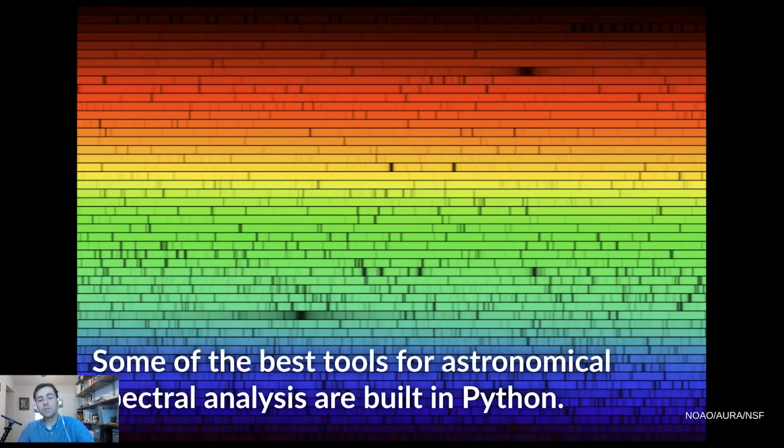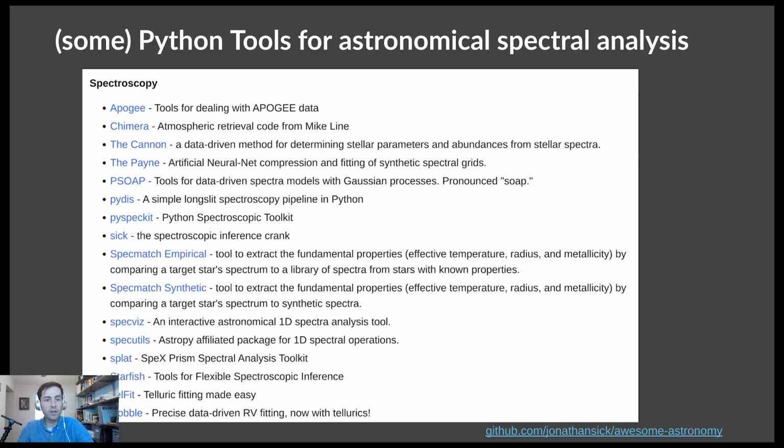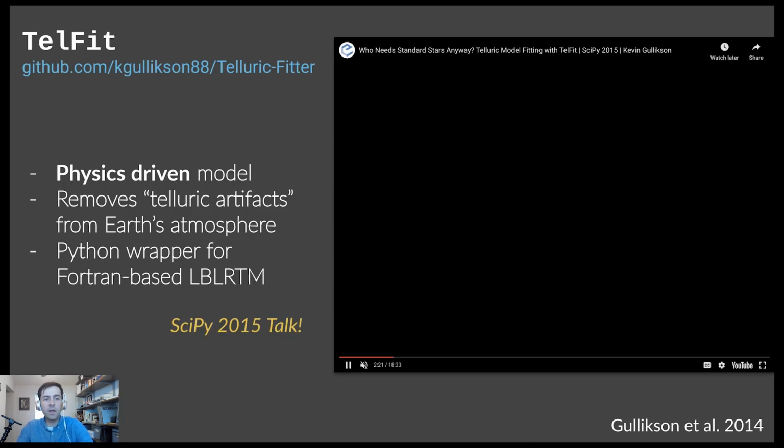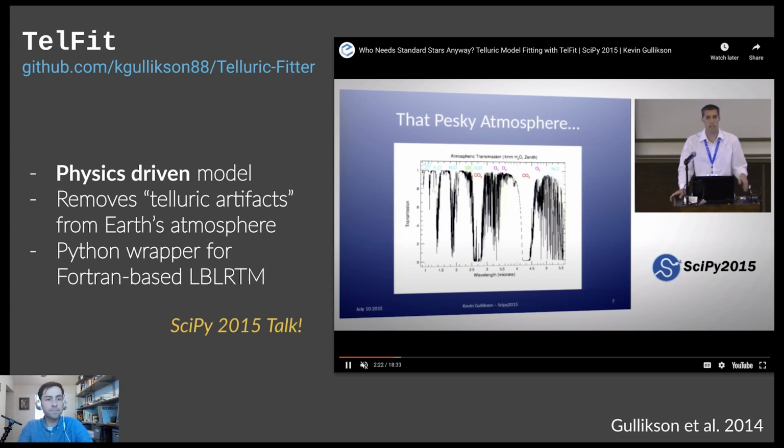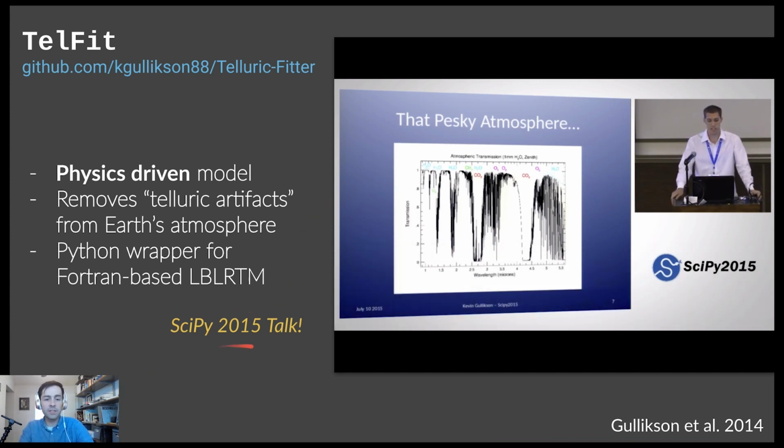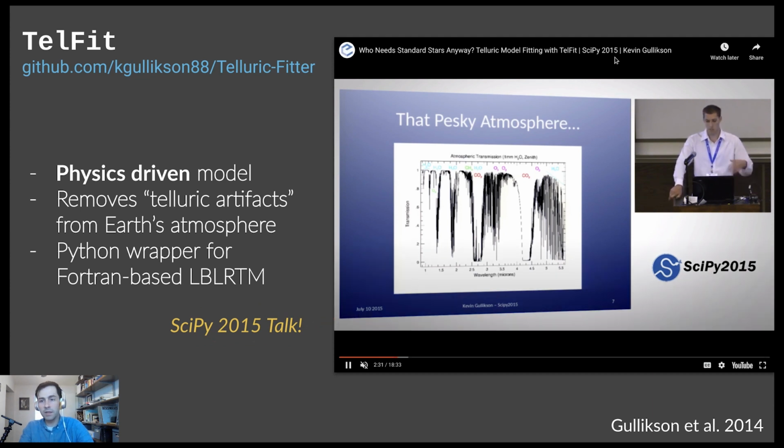Some of the best tools for astronomical spectral analysis are built in Python, so that's good for our community. Here are some of those tools in complete lists, and I'll just highlight a few of these for the sake of background. So TELFIT is one of these tools for spectroscopy. You can think of it almost as a pre-processing step. There's actually a SciPy2015 talk about it, so I won't dwell too much, but it's here by Kevin Gullickson, a colleague and friend of mine.